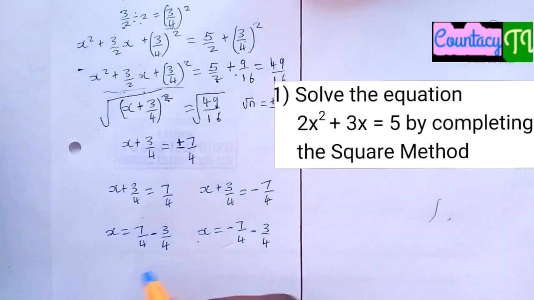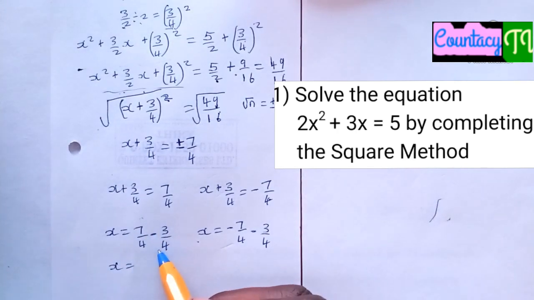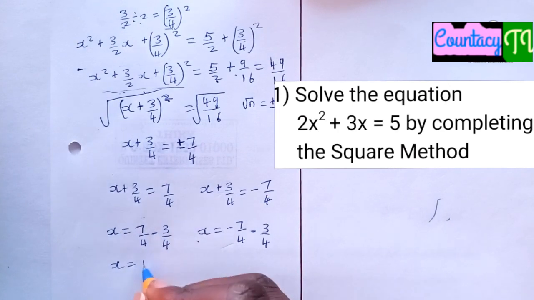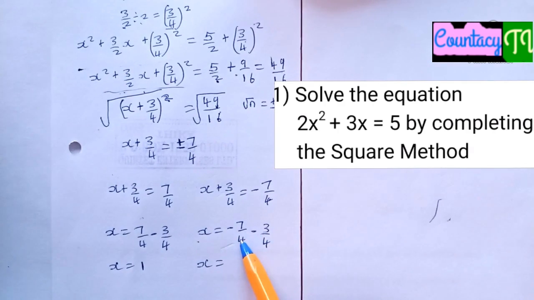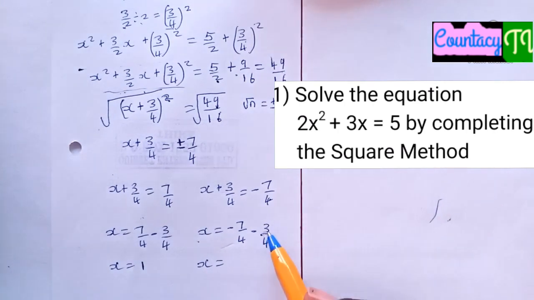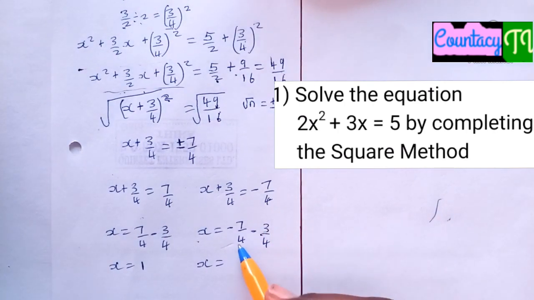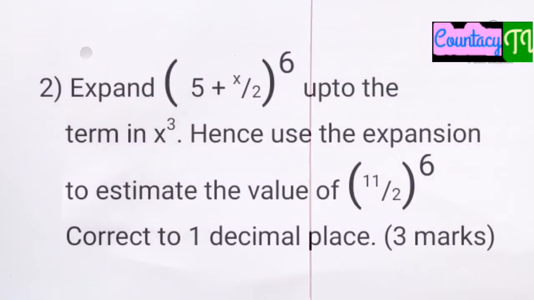For our first case, we get our x as 7 over 4 minus 3 over 4, that's 4 over 4, which is equivalent to 1. While on the other side, we have our x as negative 7 over 4 minus 3 over 4, that's negative 5 over 2, which is equivalent to negative 2.5. And those were the values of x using the completing the square method.